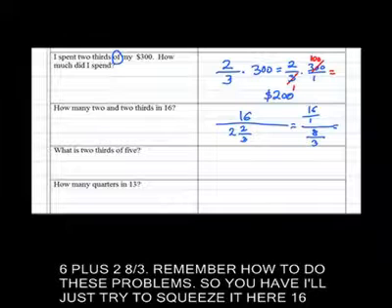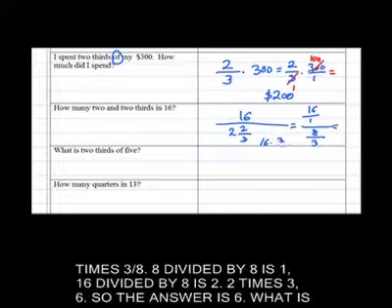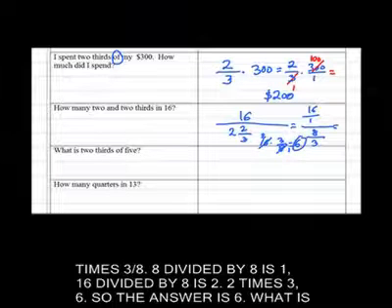So you have, I'll just try to squeeze it here, 16 times 3/8. 8 divided by 8 is 1. 16 divided by 8 is 2. 2 times 3, 6. So the answer is 6.